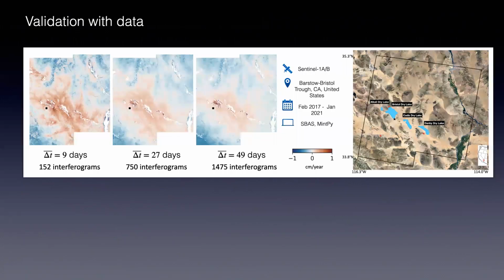And to test our theory, I processed some Sentinel-1 data acquired over the Barstow-Bristol Trough area of California from February 2017 to January 2021. This is a generally arid area, and it has a few dry salt lakes, which are the blue patches shown in the map on the right. I performed time series analysis using SBAS, and the results also show discrepancies among each other, which is consistent with the findings in Ansari et al. In our case, the biases are particularly obvious in areas surrounding the dry lakes.